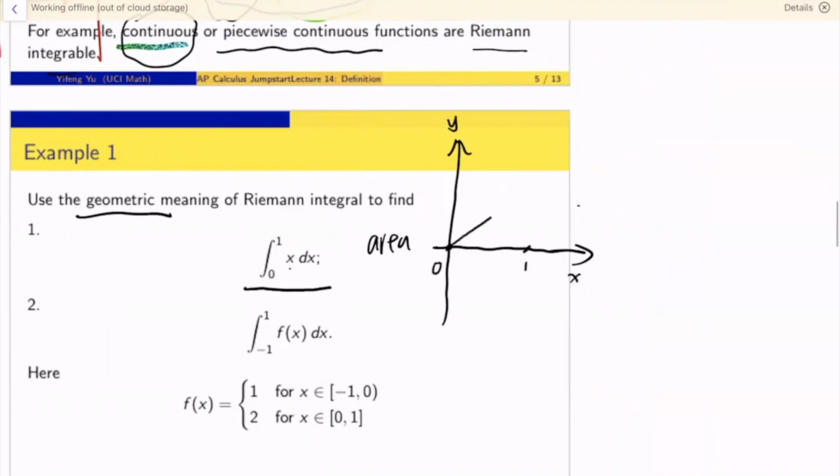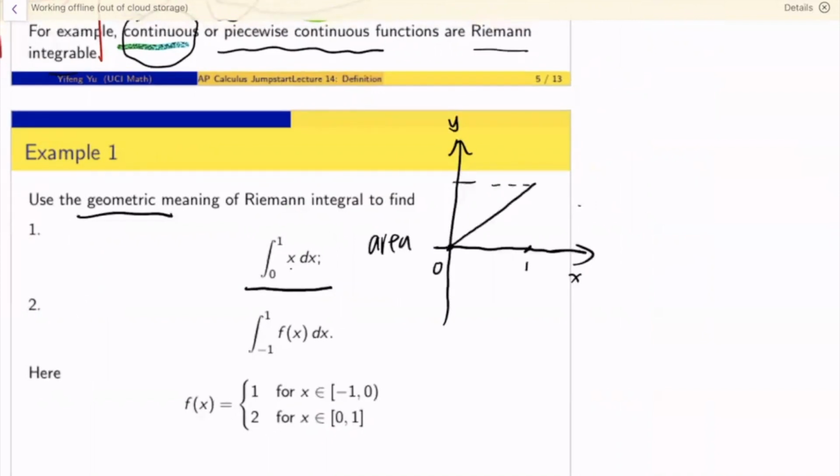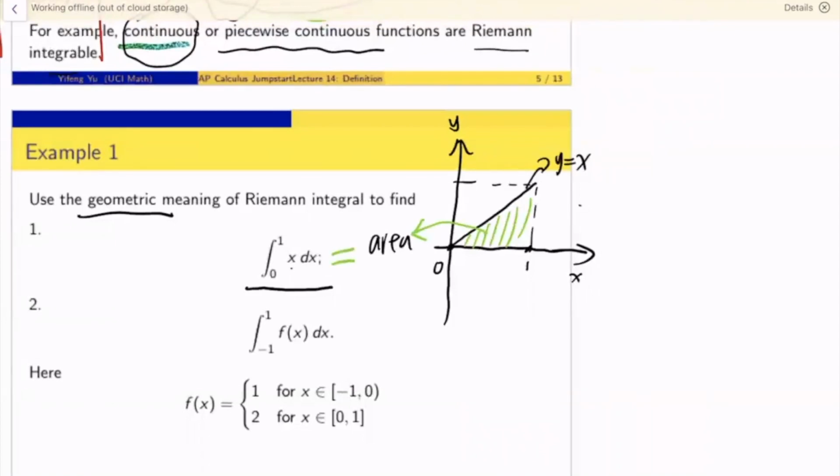So the graph is y equals x. The integral is the area of the region below the graph and above the x-axis. This is a triangle, and we know how to calculate the area. The area equals 1/2 times the two legs, which is 1 times 1. So we get 1/2.